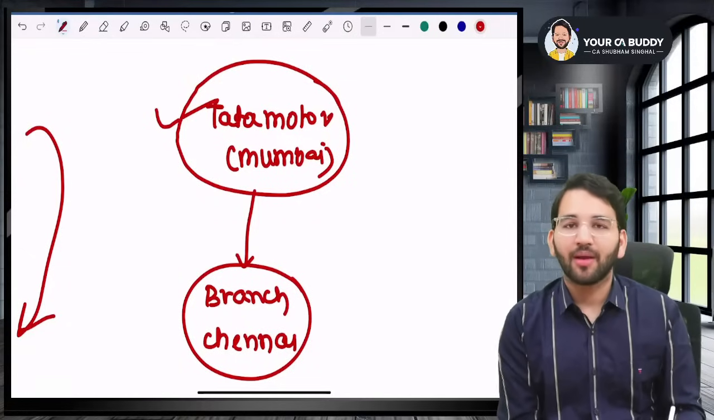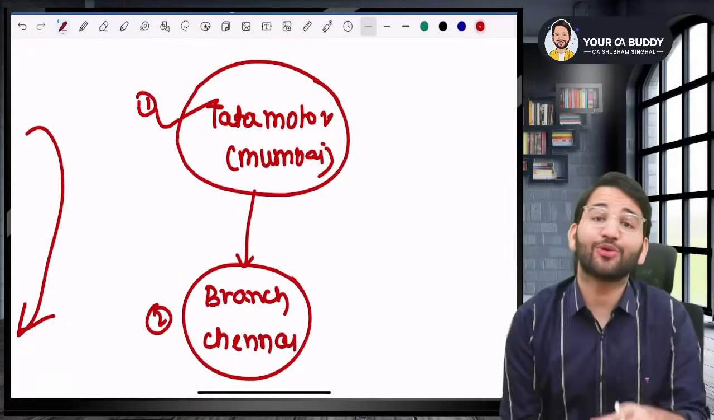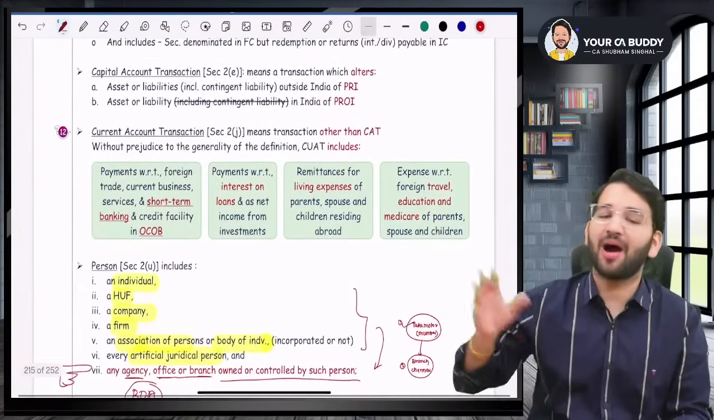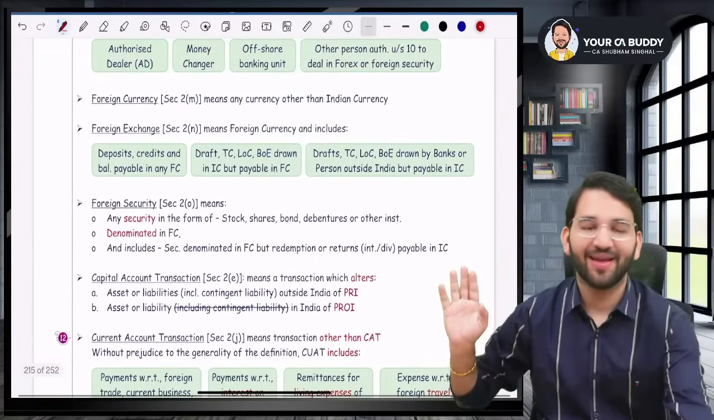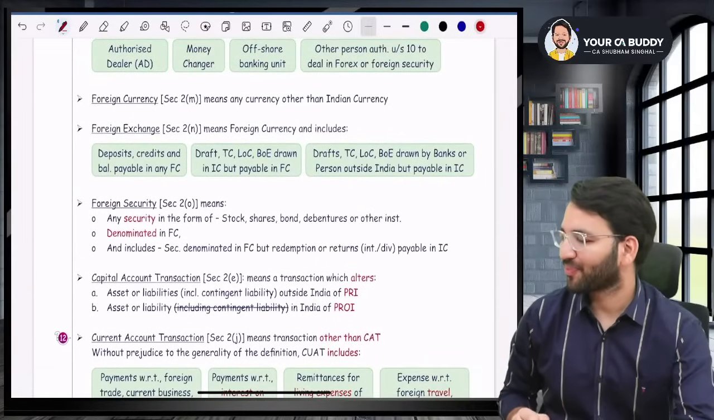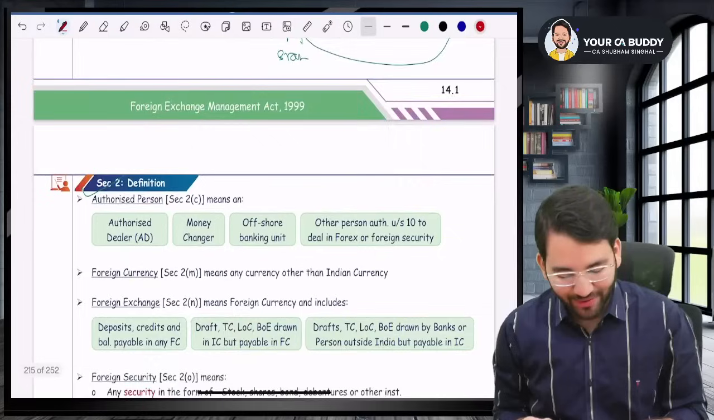Person is Tata Motor. But for FEMA, this is one person. This is another person. Branch is also a separate person for the purpose of FEMA. In other acts, it is not. It is not the same case in other acts. Okay. Are you with me? Yes, sir. So this is your point.